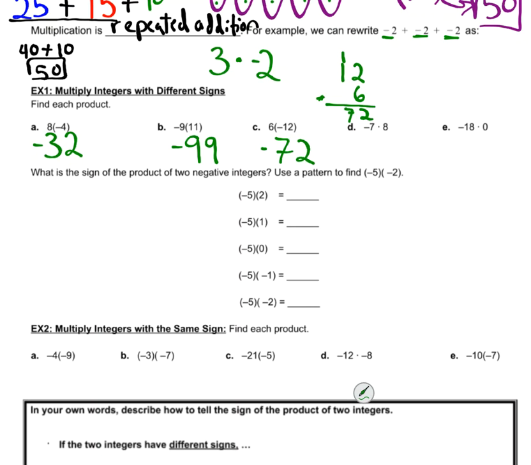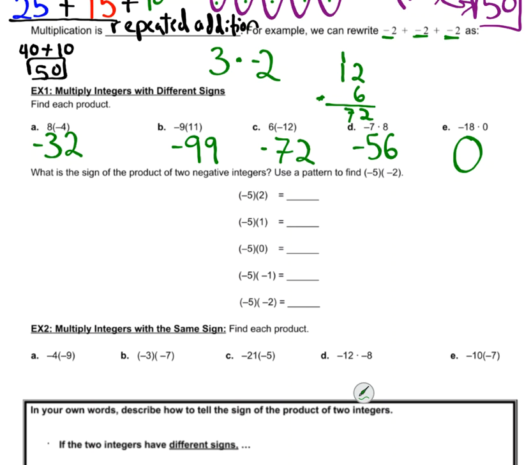-7 times 8. That should be -56. And -18 times 0. Well, anything times 0 is 0. Okay.